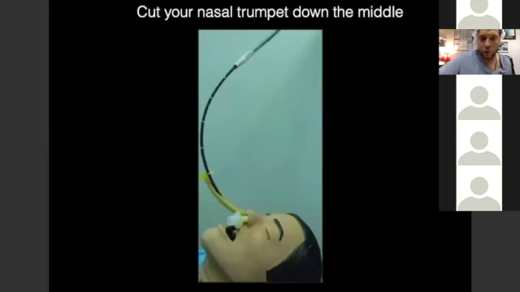Some people also will cut their nasal trumpet. Now, when you go through the nose, a lot of times your scope gets all dirty. So if you went through a nasal trumpet, you might protect the lens from getting covered in blood and secretions. And then when you're down the trachea, you could just pull it out. So they'll cut their nasal trumpet. Again, I frequently go through the mouth, but if you do nose, that's an option.